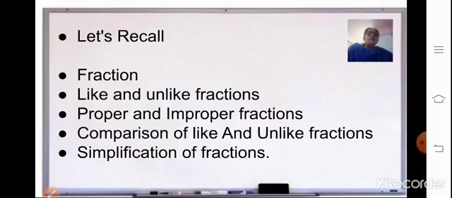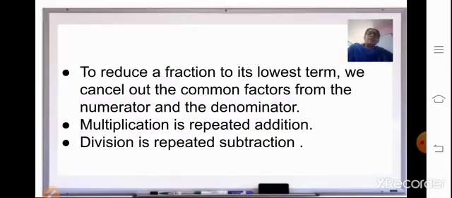We also learned how to compare like and unlike fractions, and in unlike fractions we have learned how to take the LCM and then change the fractions to like fractions and then compare it. We also learned how to simplify two or more fractions together. Now before we start with this new chapter, let us keep few points in mind. That is, to reduce a fraction to its lowest term, we cancel out the common factors from the numerator and the denominator. Also keep this in mind that multiplication is nothing but repeated addition and division is repeated subtraction.